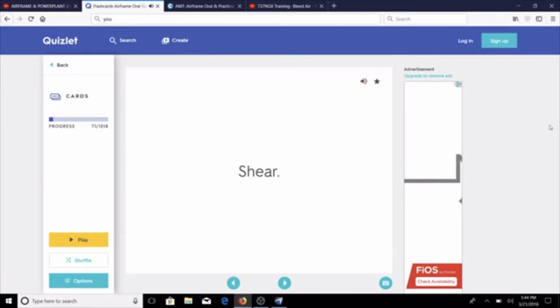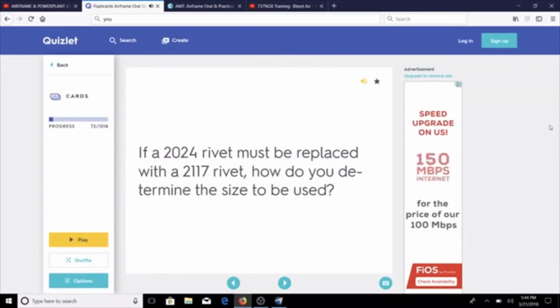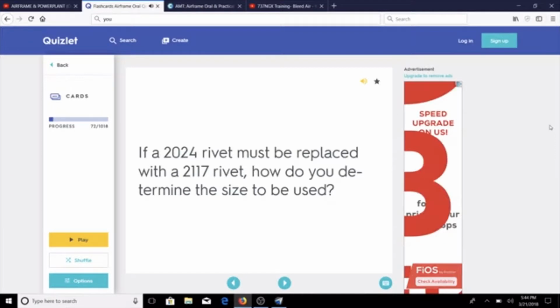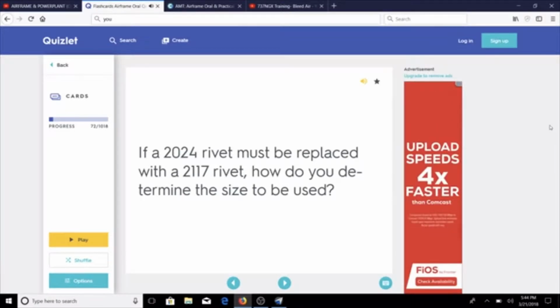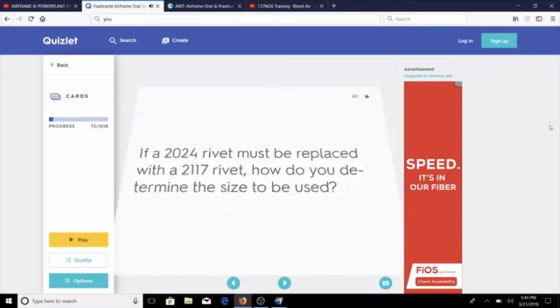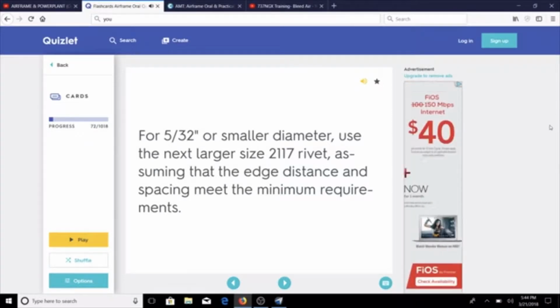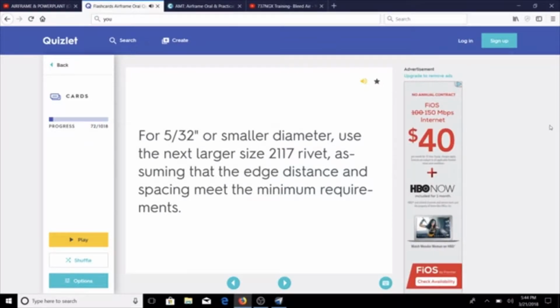Shear. If a 2024 rivet must be replaced with a 2117 rivet, how do you determine the size to be used? For 5/32 or smaller diameter, use the next larger size 2117 rivet, assuming that the edge distance and spacing meet the minimum requirements.